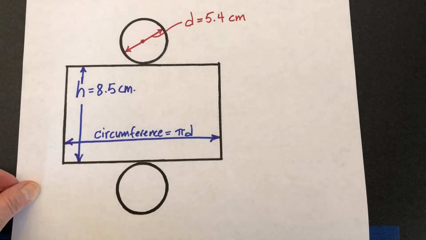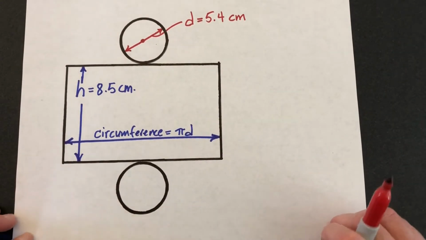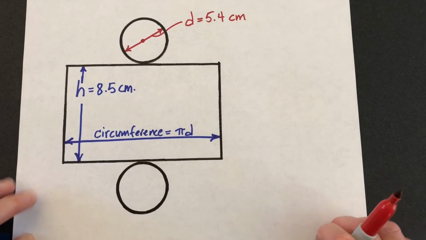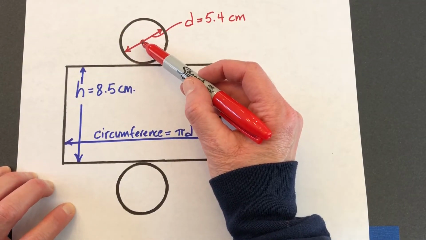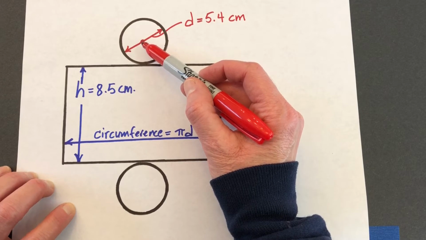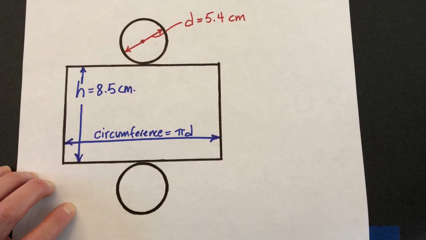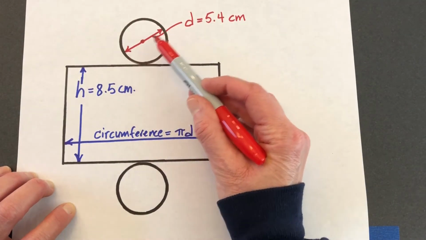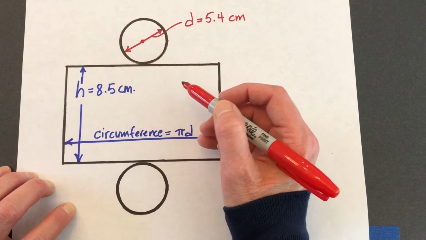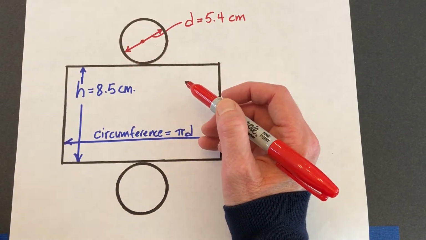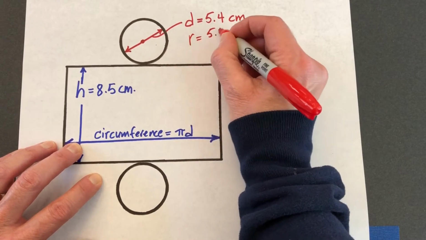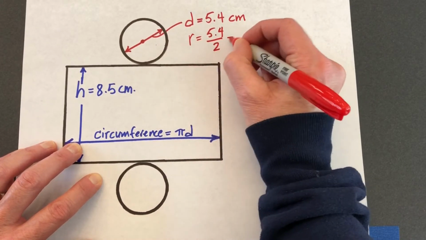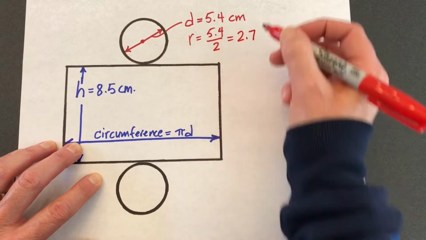I measured it, and the diameter was 5.4 centimeters. Had to kind of measure carefully because we're estimating where the center of that top or bottom is, because the diameter has to pass through the center. But I got a diameter of 5.4 centimeters, so that would give us a radius that's half that, or 2.7.